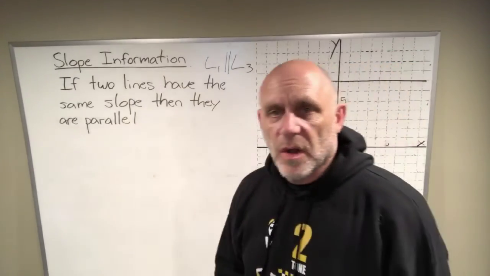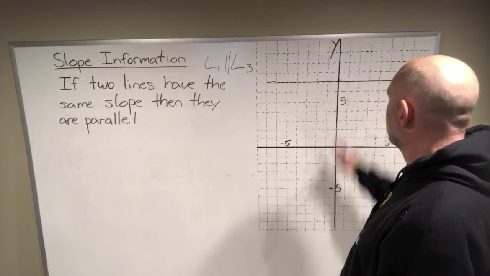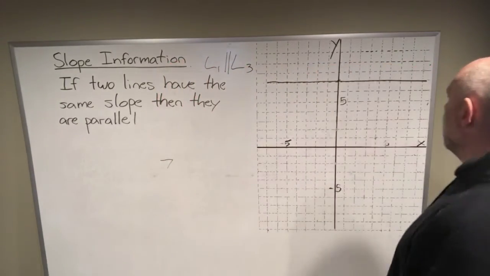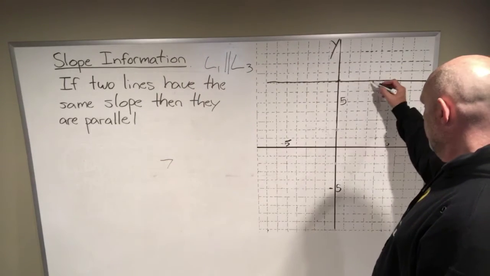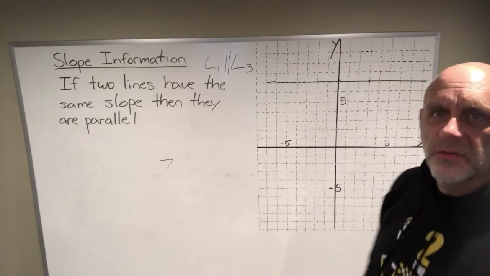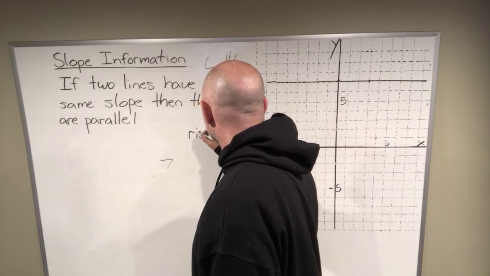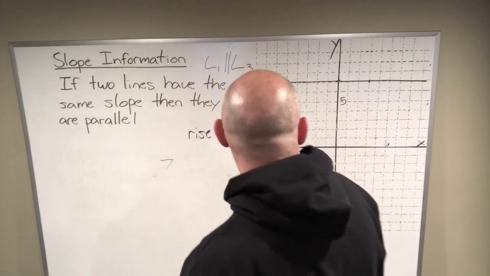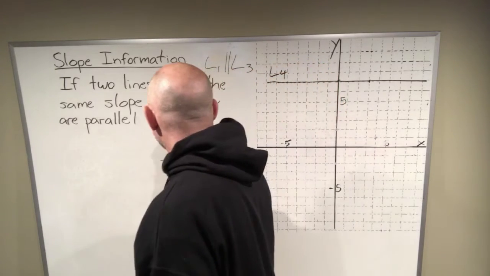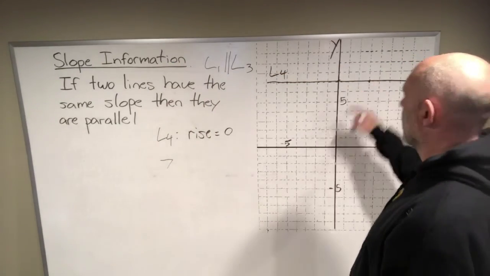All right. Well, if I want to determine the slope, what's the y-intercept? It's right here, 7. And I'll pick another point it goes through right here. It's going from there to there. How much do I rise? Nothing. Let's call this L4, line number 4. The rise is nothing. What's the run? 3.